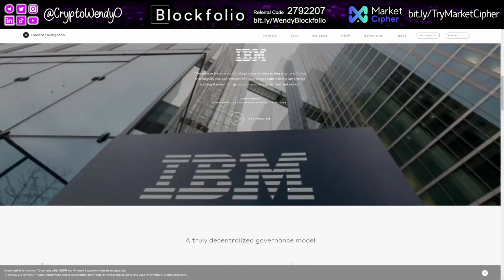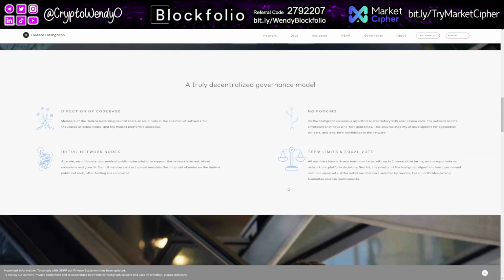And then of course they've got their IBM down over here, and they're claiming they are a truly decentralized governance model. They've got a direction of code base, initial network nodes, no forking. This is interesting, let's read it. As a hashgraph consensus algorithm is proprietary with open review code, the network and its cryptocurrency have a no fork guarantee. This ensures the stability of development for application builders and long-term confidence in the network.